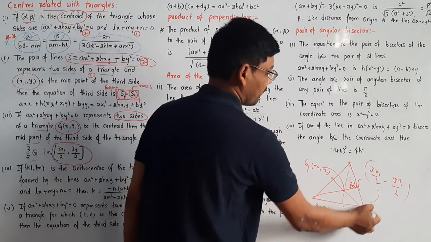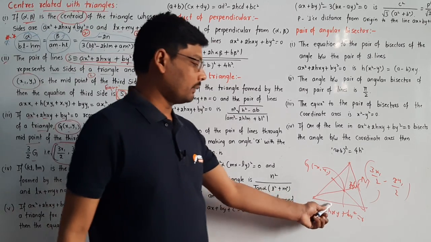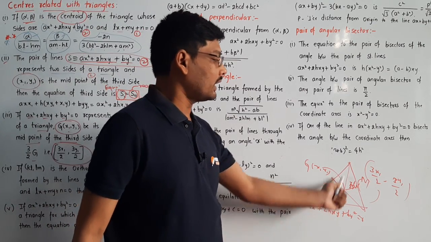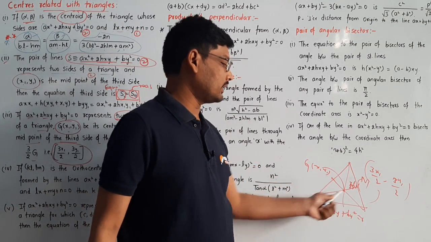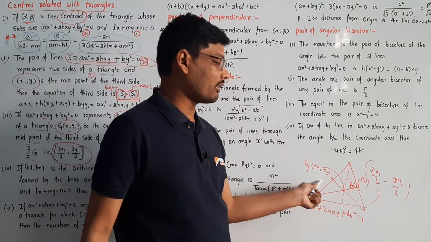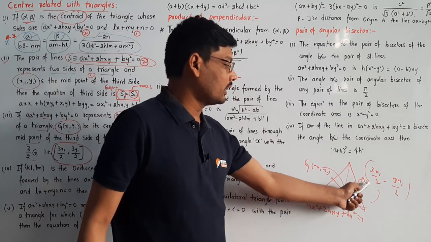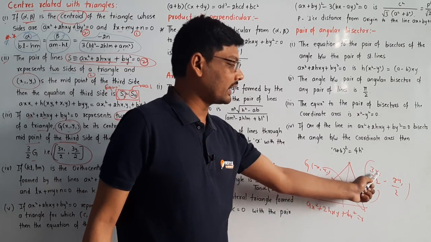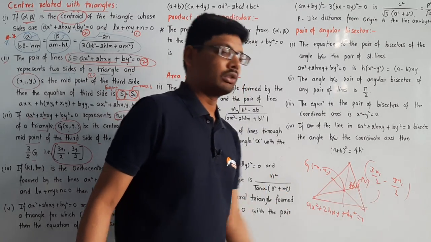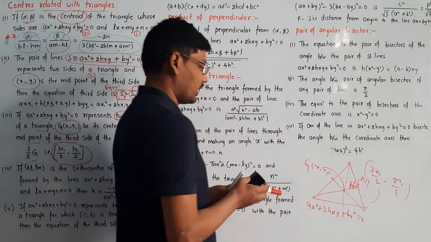If you want to find the midpoint, this is the midpoint when a triangle is framed by one pair of straight lines and an intersecting line, and the centroid is G(x1, y1). The midpoint of this third side is (3x1/2, 3y1/2). This is all about the third point. And the next one is the fourth point.